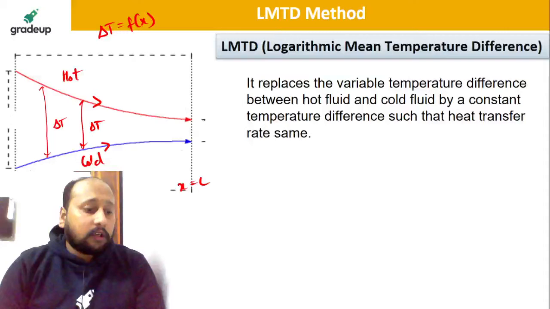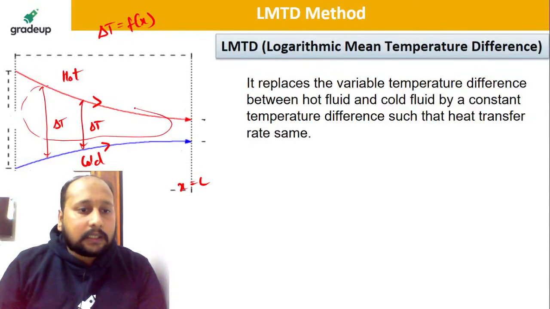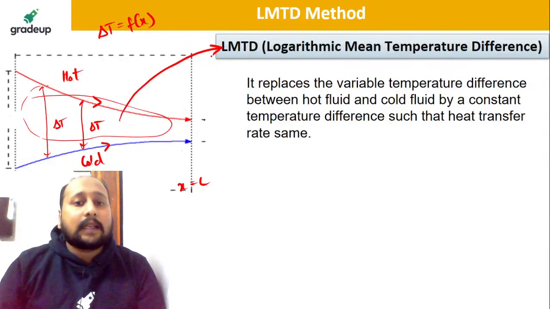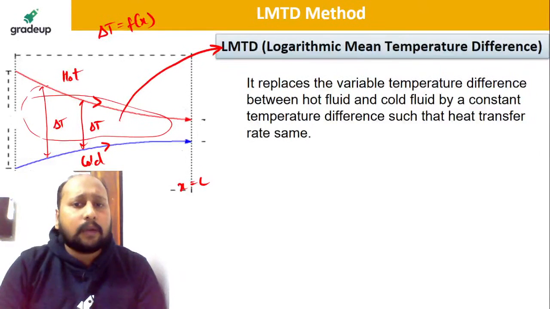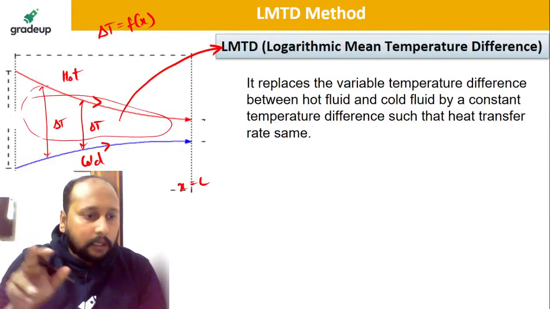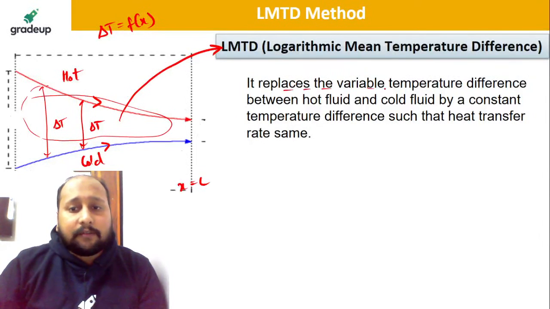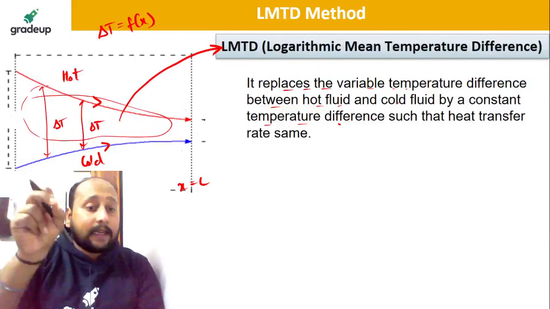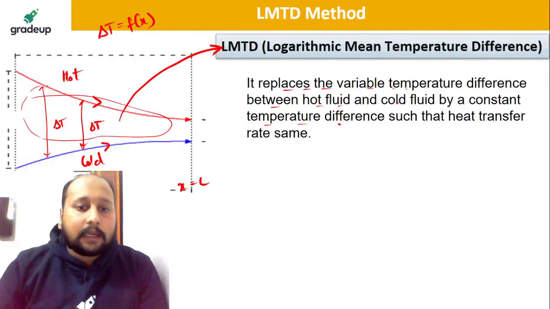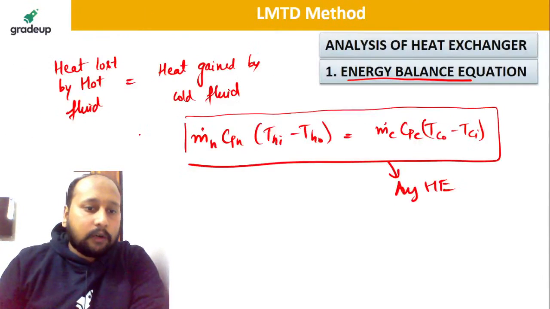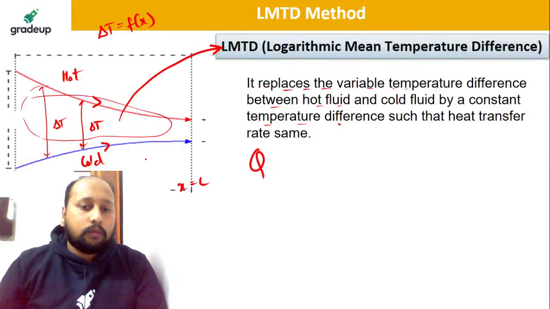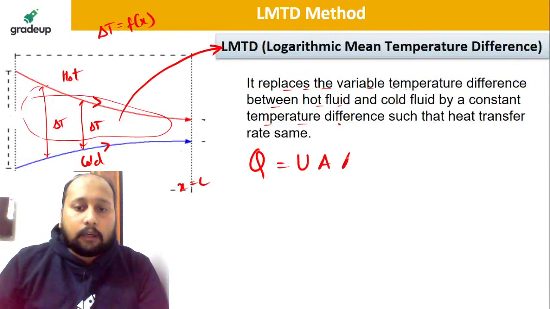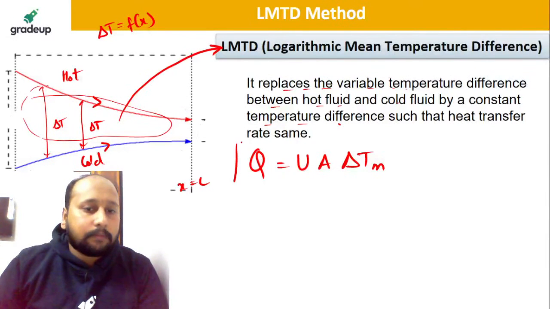That means if you take the average of all these delta T, that average we call the logarithmic mean temperature difference, or simply mean temperature difference. It replaces the variable temperature difference between the hot fluid and cold fluid by a constant temperature difference, such that it gives the same heat transfer as at the individual points. And we have seen that Q is equal to U into A into delta Tm, where delta Tm is the logarithmic mean temperature difference.